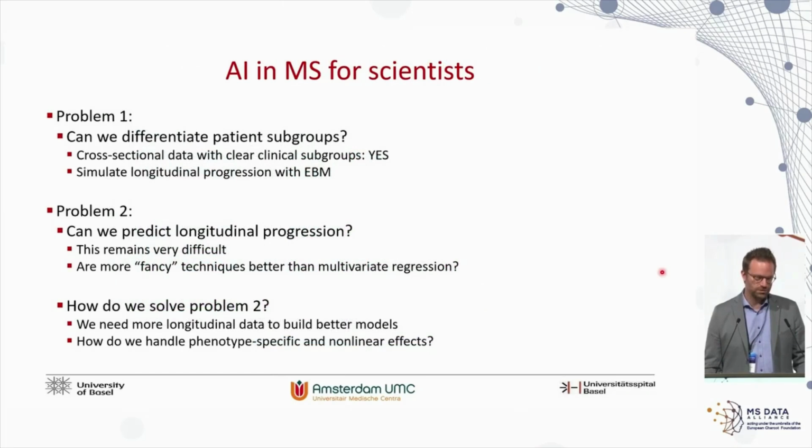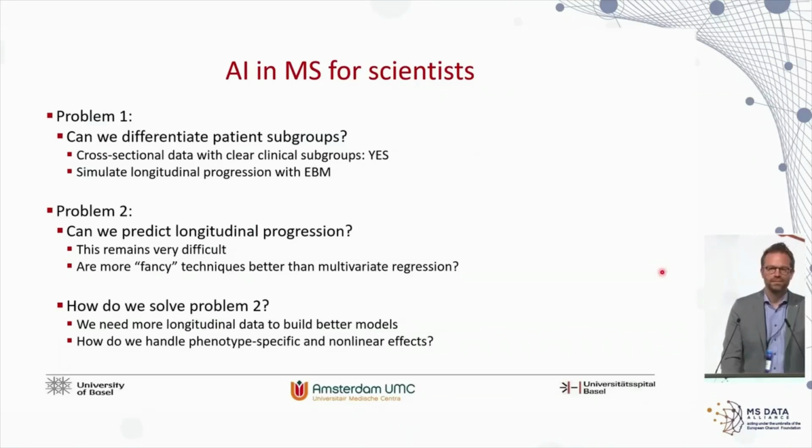So if I summarize, for scientists like myself, there are two main problems, I think, in terms of what we should do about clinical progression. One is, can we differentiate patient subgroups? This is quite advanced, and this is relatively doable with advanced AI techniques, and the inclusion of longitudinal data, I think, is crucial, specifically with techniques like the one I showed you.